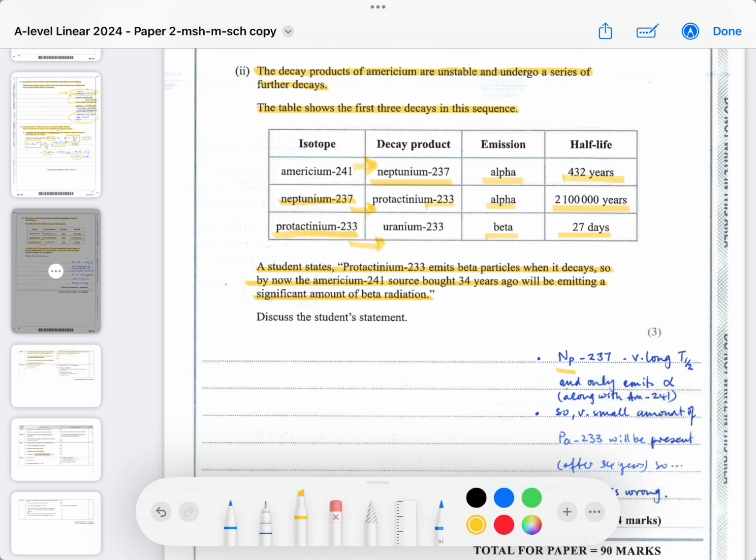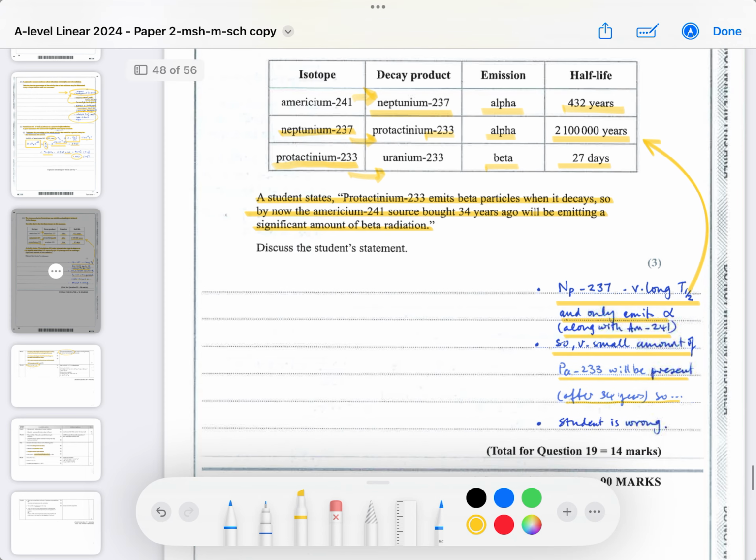The Neptunium has a very long life. So in 34 years, not much of it will have decayed. It's a very long half-life, 2.1 million years. And it only emits alpha, along with the Americium before it. So far only alpha. So very small amounts of protactinium will be present after 34 years. Do you agree with that?